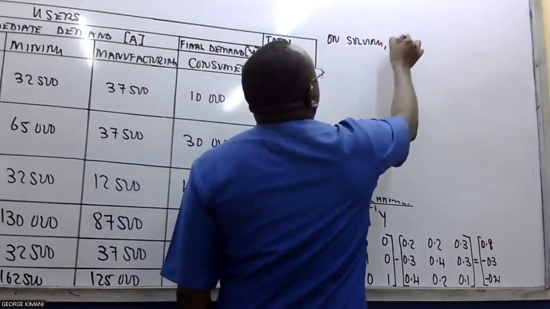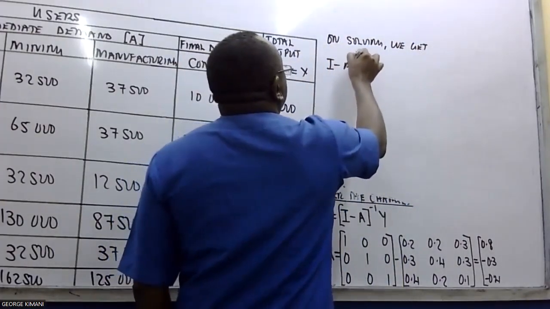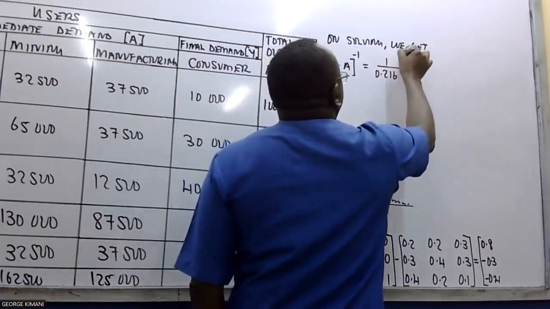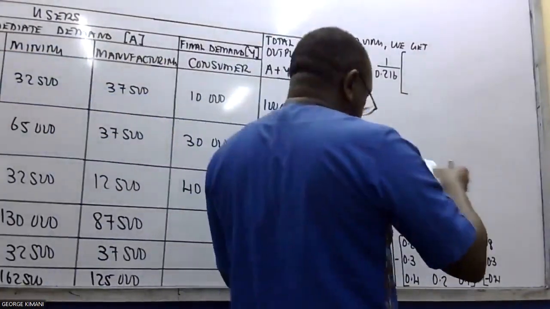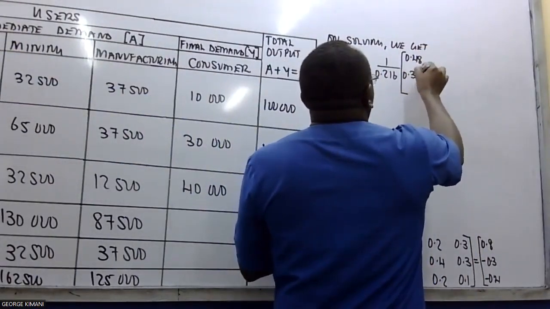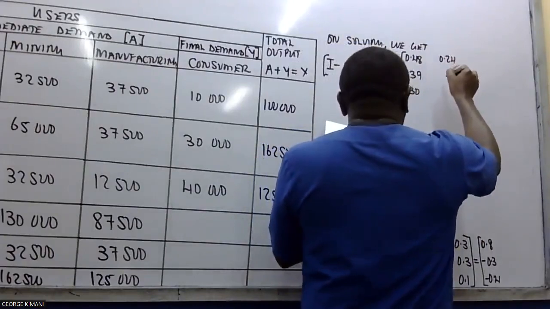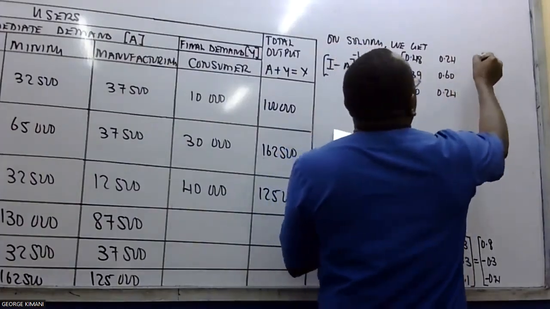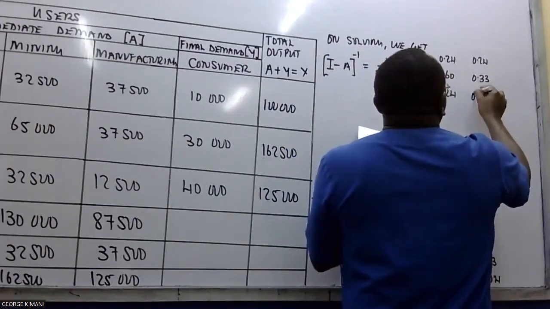So, because we have already studied the steps, for now we will write down the solution. We get I minus A inverse is equal to 1 out of 0.216. The adjoint is the matrix that is already given there: 0.48, 0.39, 0.30, 0.24, 0.60, 0.24, 0.24, 0.33, 0.42.